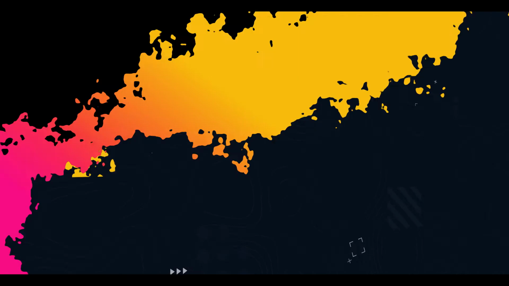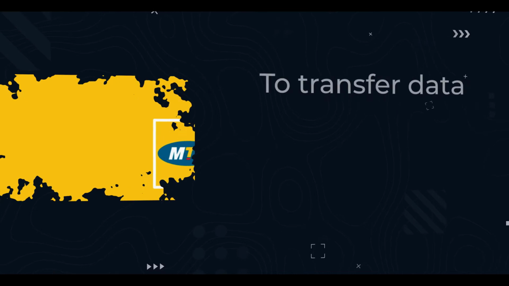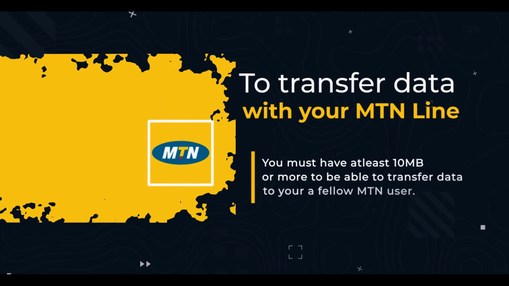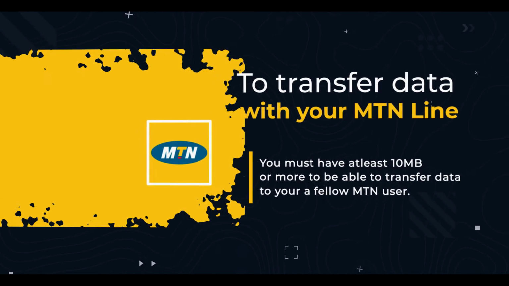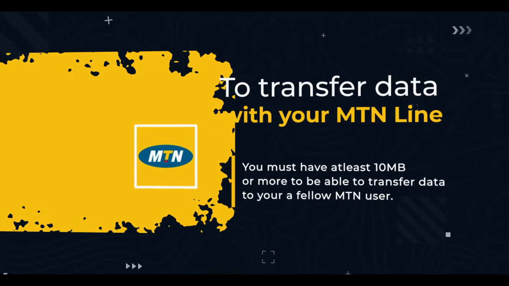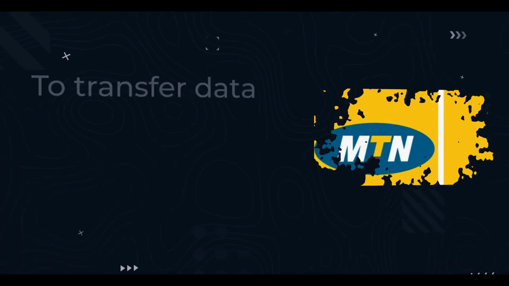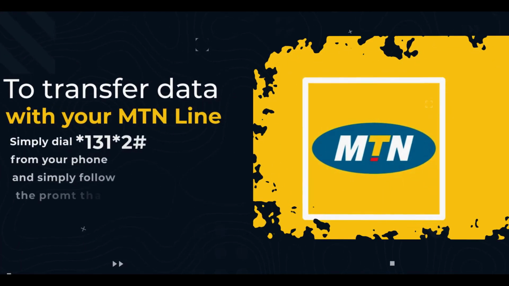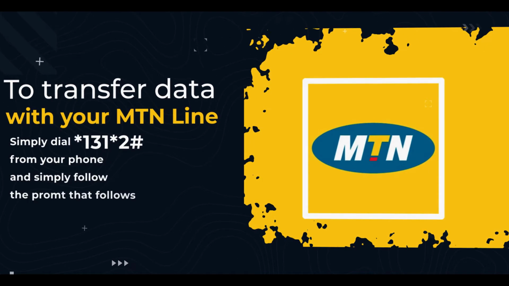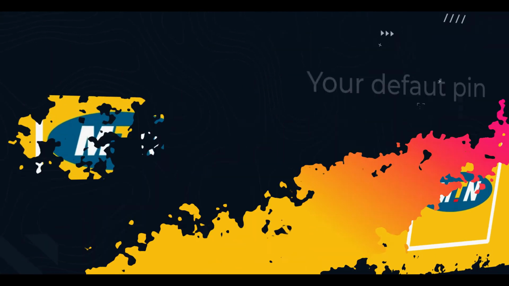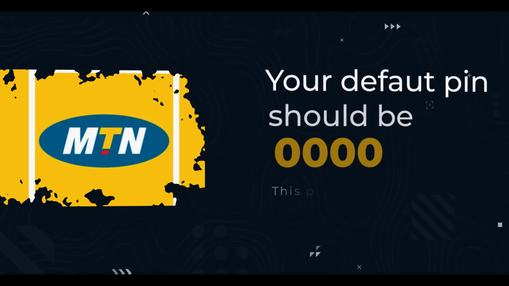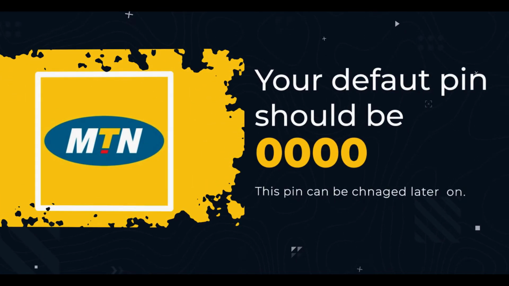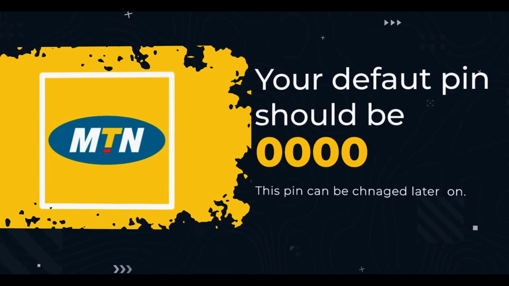Number one, how to transfer data on MTN. With MTN, you need to have more than 10 MB of data in your account if you want to make a data transfer to another MTN number. To transfer data on MTN, simply dial *131*2# on your phone and follow the instructions presented on the screen. At some point, you'll be asked to enter a PIN for the operation, where you need to enter 0000 as your default PIN number. This can be changed later on.